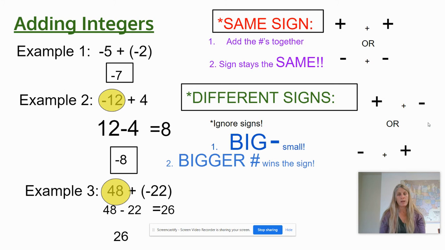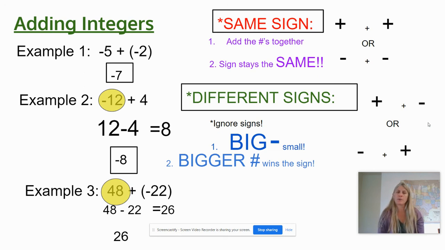So two situations. We have to notice the signs. If the signs are the same, we're going to add them together and the sign stays the same. If there's one of each, we ignore the signs. We go big minus small, and the bigger number wins the sign.